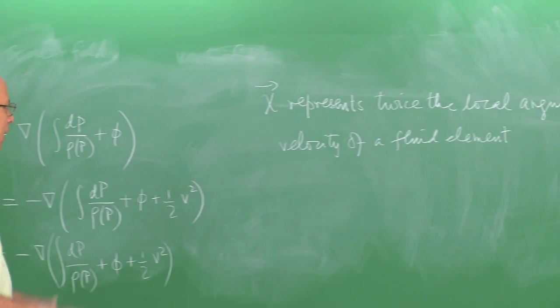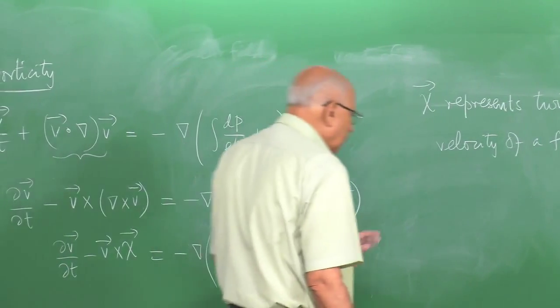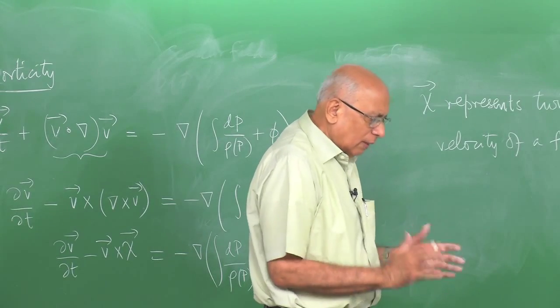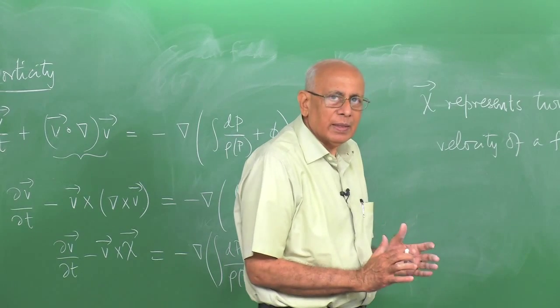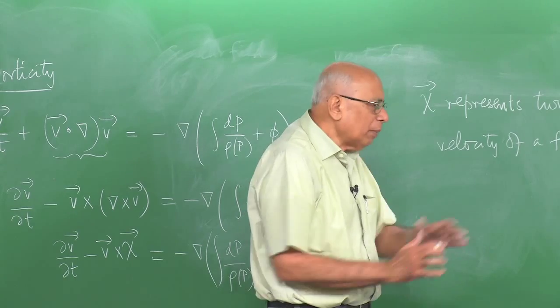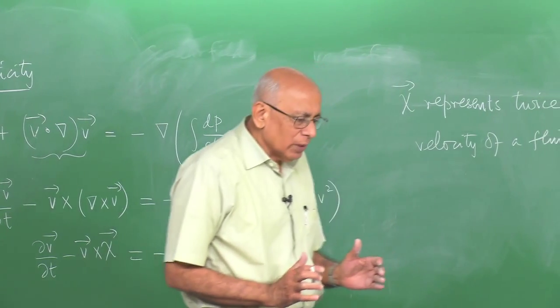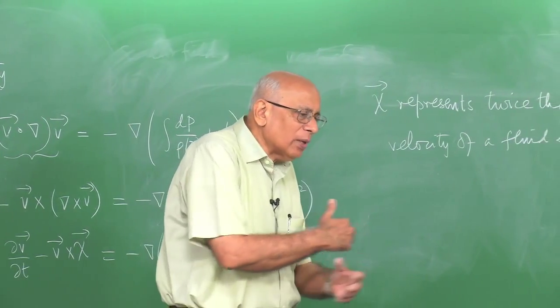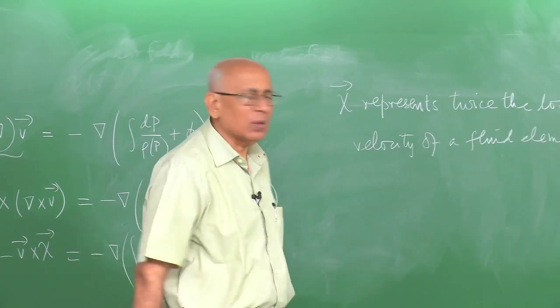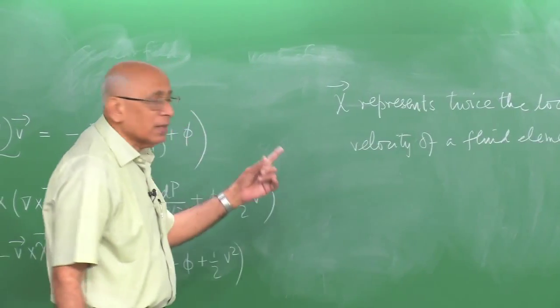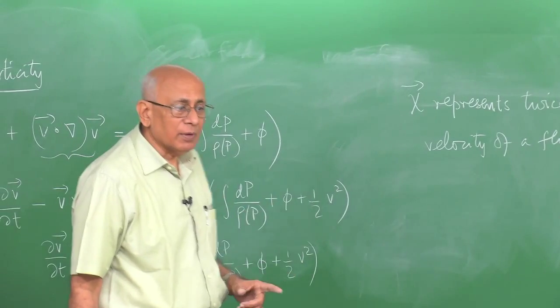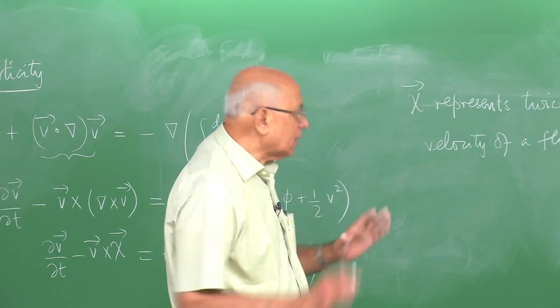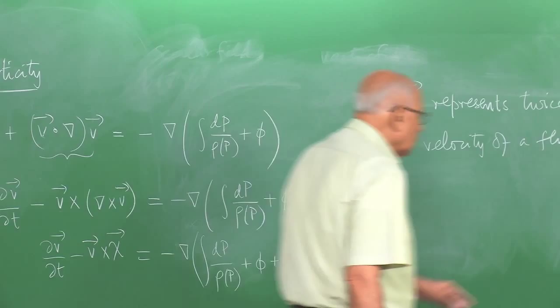And what does this mean? It means that if you have a flow and you focus on some fluid element, never mind how the fluid is flowing around it, you ask, does this fluid element rotate around itself or not? If it does, then there is a chi or there is a vorticity, and if it does not, there is no vorticity. And let us immediately give an example to show you how this works.